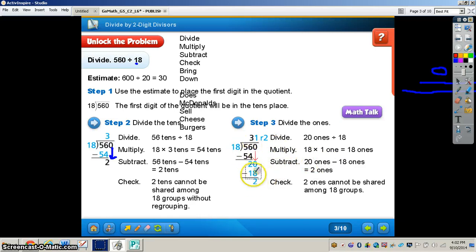We check it. That 2 is less than 18, and there's not any other number to bring down, so that 2 is our remainder. So 560 divided by 18 equals 31 with the remainder of 2.